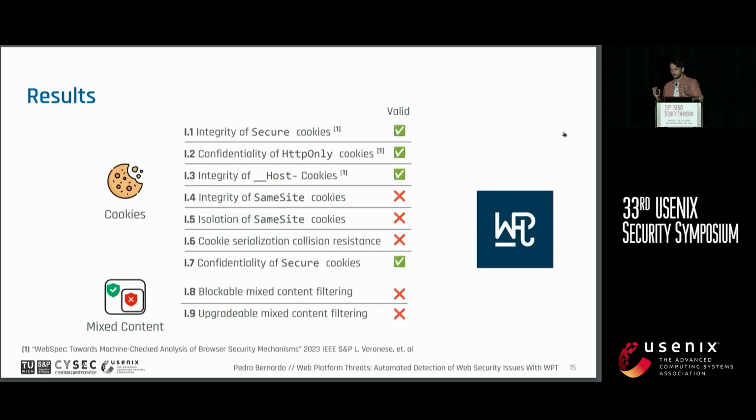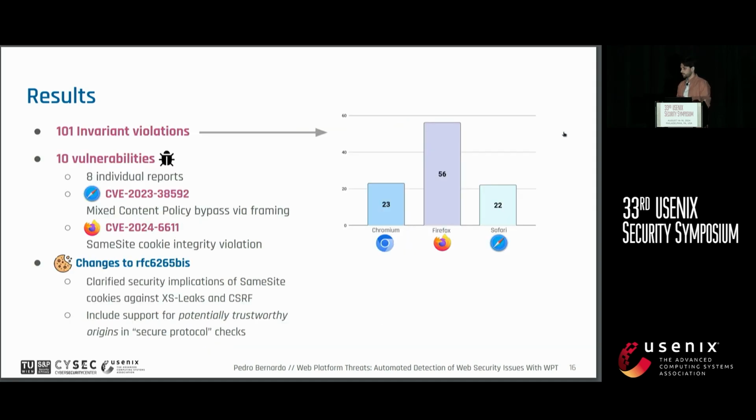Okay, we define 9 web invariants, 7 about cookies, and 2 about mixed content. And after executing our pipeline on the entire WPT test suite, we obtain violations to 5 of these invariants. In total, we obtained 101 violations, which we distilled in 10 unique vulnerabilities.